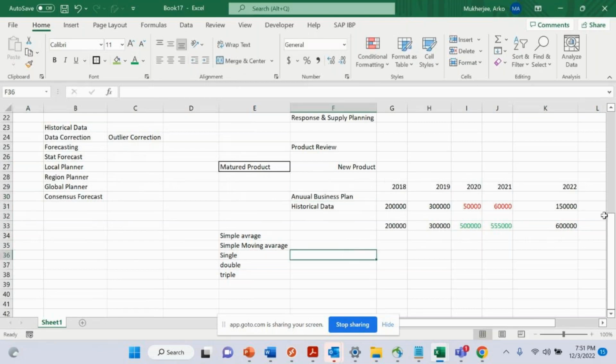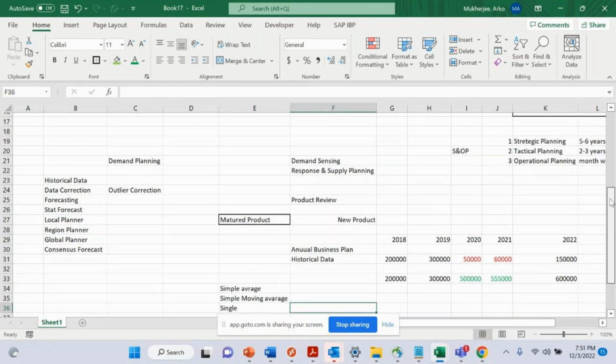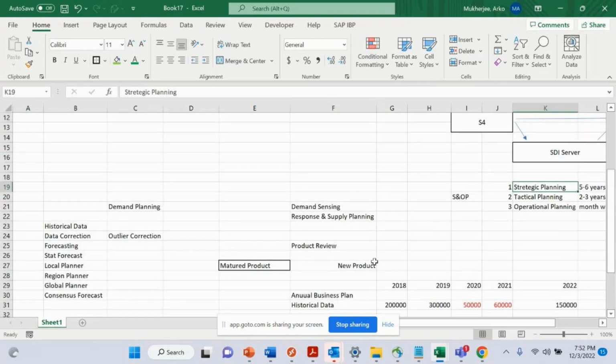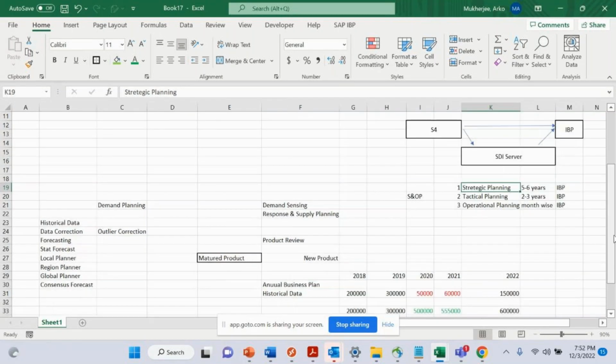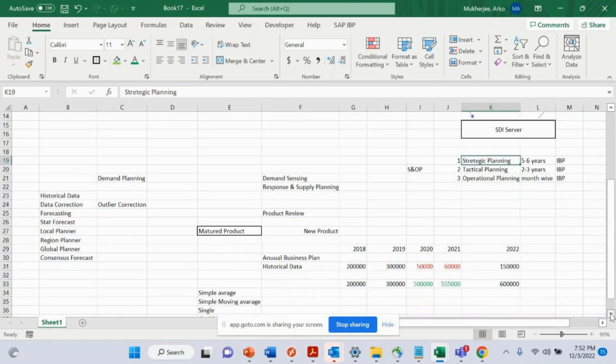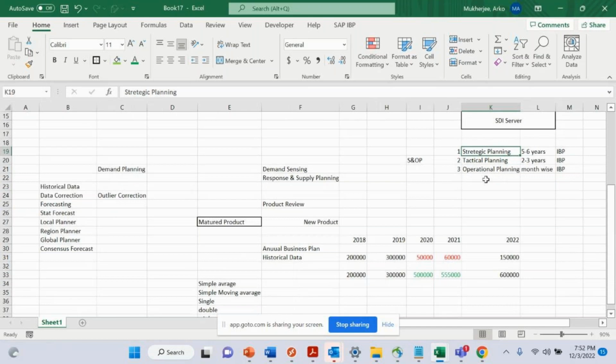Okay, so this annual business plan comes with the strategic plan. This part is related to the strategic part. How is it related? When we are doing the strategy planning for the business for 5 to 6 years, we set certain targets. Because if you remember, I said that in strategy planning, the leaders sit together and decide the target for the coming years, right? Both quantity wise and value wise.